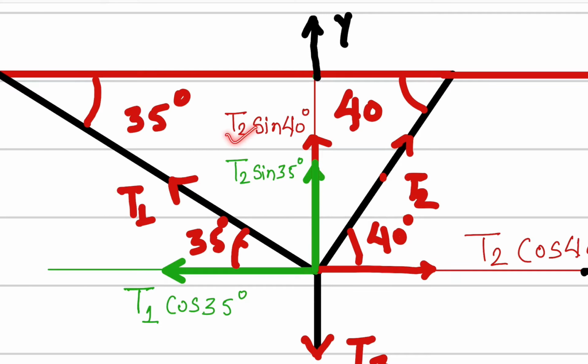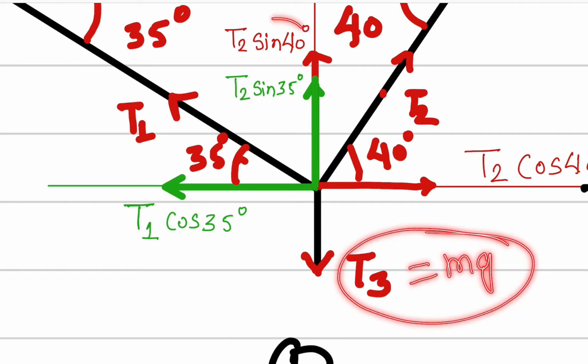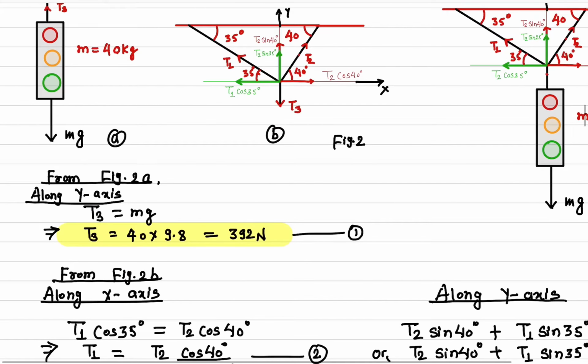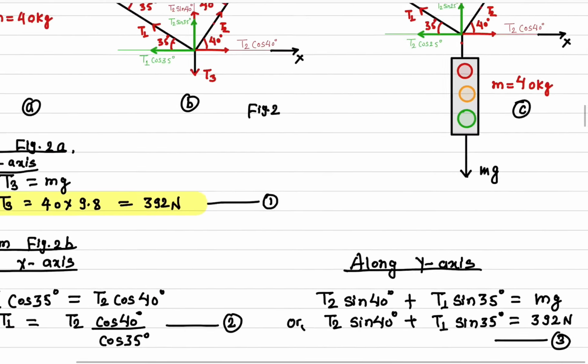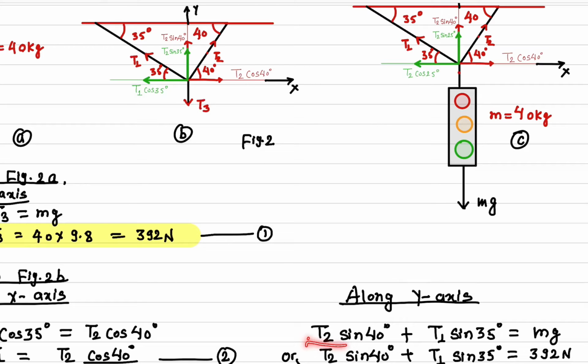So these two components, and the other force which is acting downward is the tension T3, which is also equal to the weight mg. So these are the forces. So how do I write down the equation here? The equation that I have written down here is T2 sine 40 degrees plus T1 sine 35 degrees.